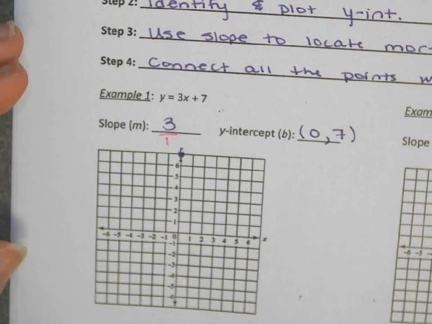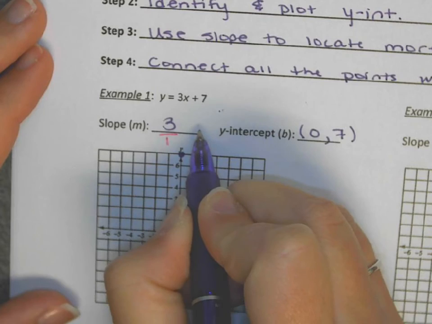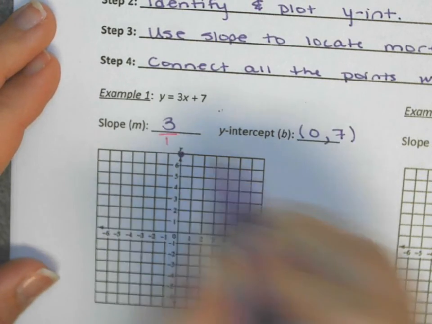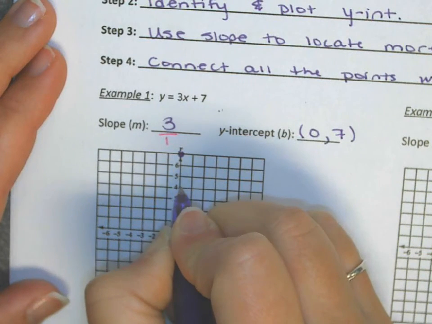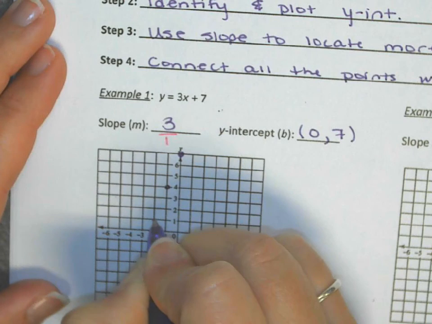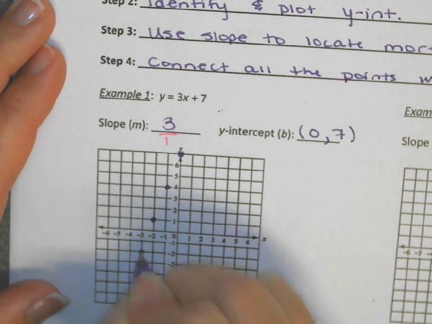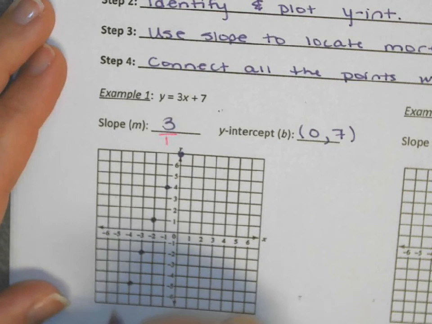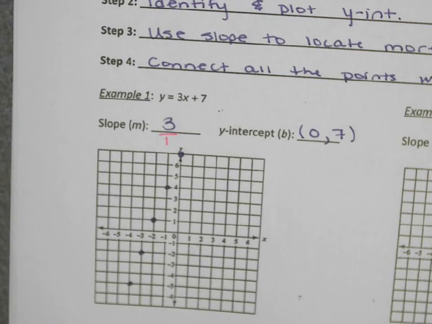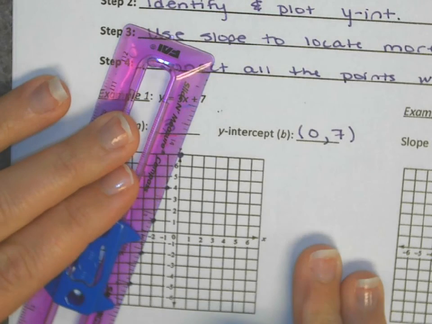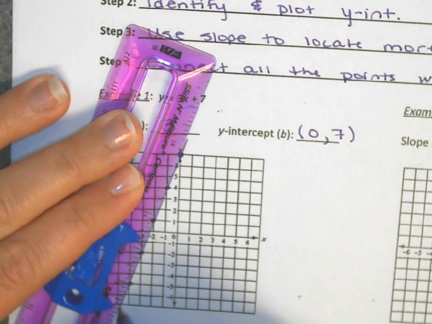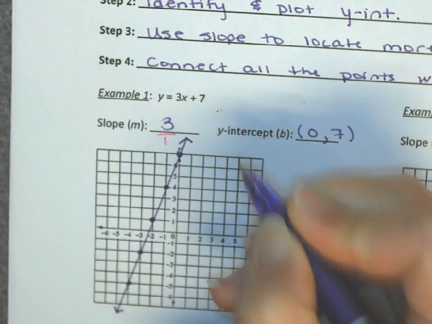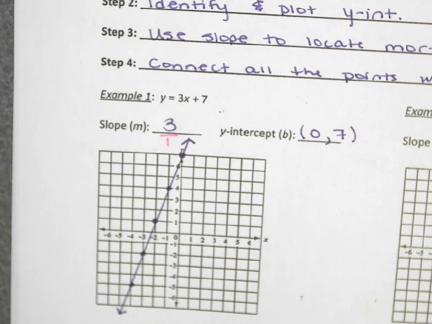Up 3, right 1. Can I go up 3, right 1? I can't. So what am I going to do? Since we can't go up 3, right 1, we're going to go down 3, left 1. And I'm going to keep doing that until I've run out of space on my entire graph. And then I'm going to use a straight edge. Once I have as many points that will fit, I'll use a straight edge, and if I plotted all my points accurately, I should very easily be able to connect all of these with a straight edge, and I can. So that makes me feel a little bit better that my points were accurate.